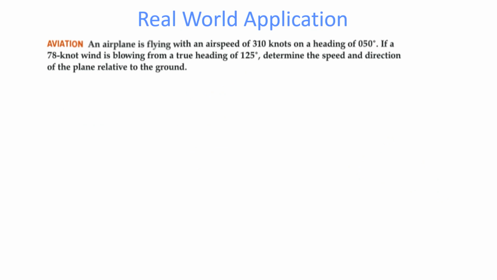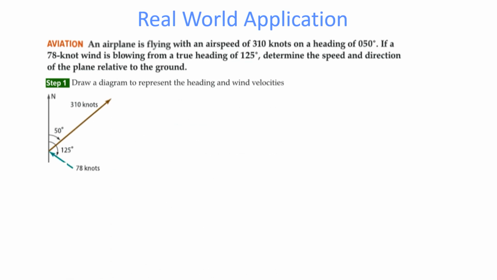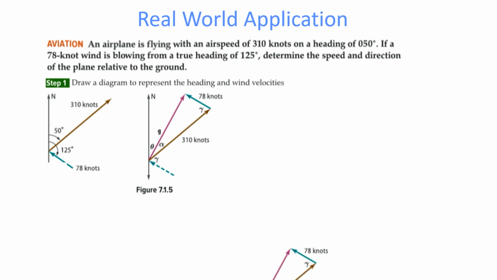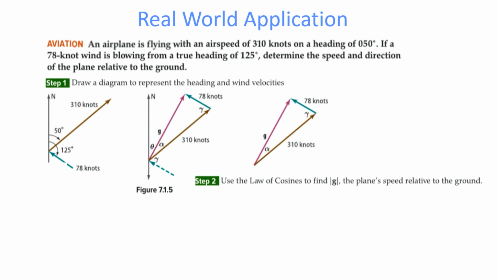Here is a real-world example involving an aeroplane flying at speed with wind coming in one direction. You see the blue line is the aeroplane's speed and the red line is the wind. We now have two vectors and we can create a resultant vector which is the green vector G, as shown in figure 7.1.5. We can now use the law of cosines to find what the speed G equals.